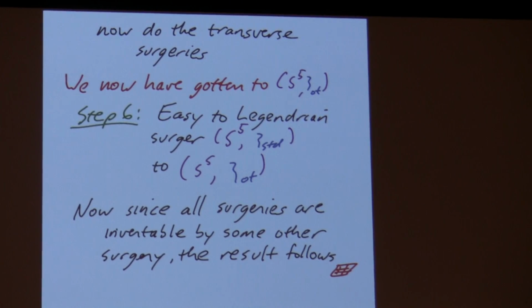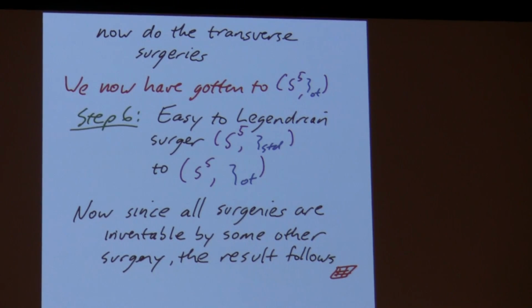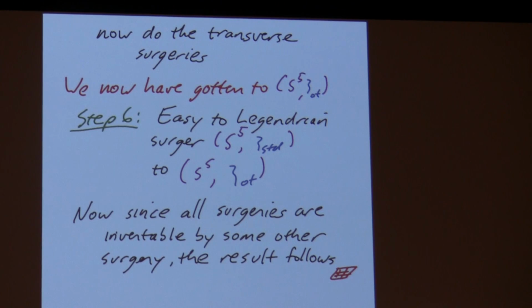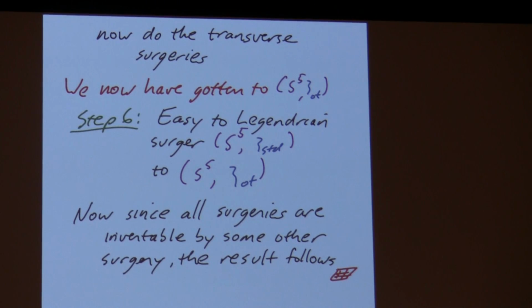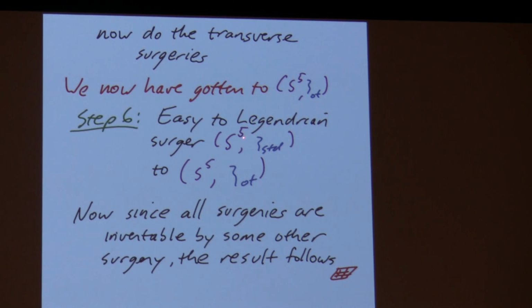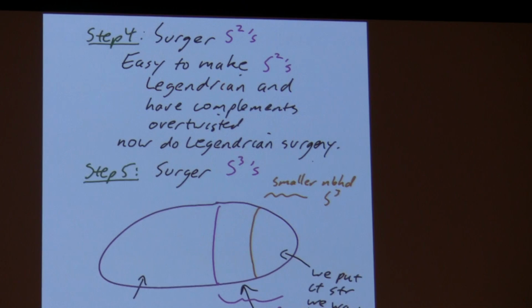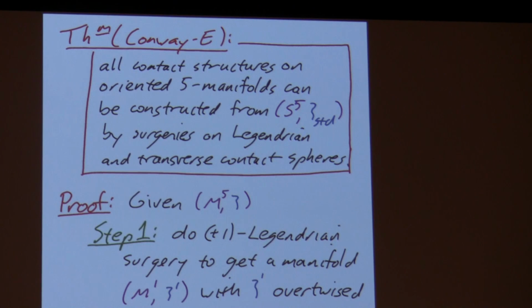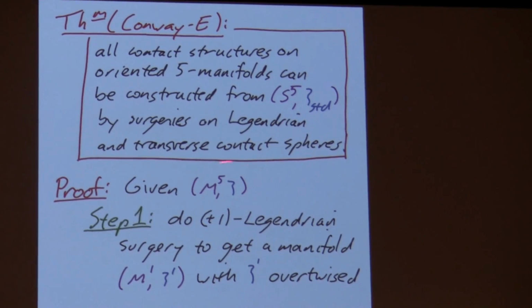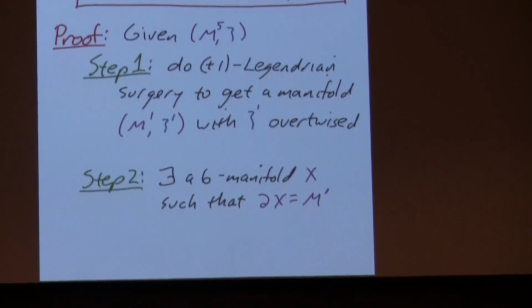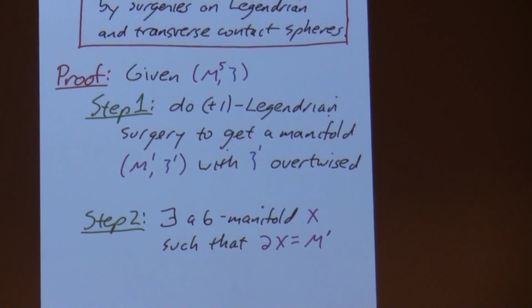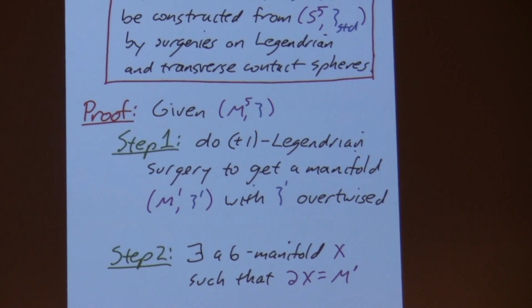But now, since all the surgeries I've done are invertible surgeries, I can undo them by doing a corresponding surgery on an S1, an S2, or an S3. I can get from my standard contact structure on S5 to this over-twisted one on M prime. But then again, I undo this one to get back to this one. So I can get all the way back to my original contact structure. Okay.